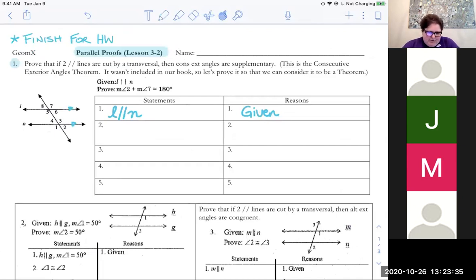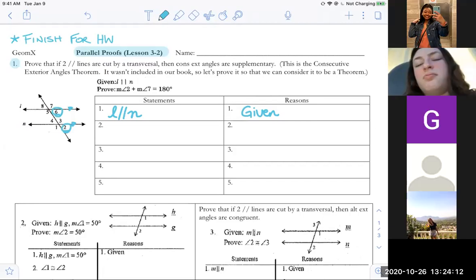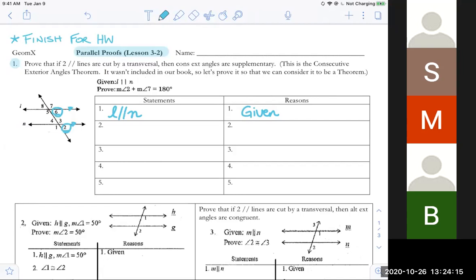Okay, so we're trying to prove that 2 and 7 add up to 180. That means that we want to have another equation that adds up to 180 that we can then plug something into. So you're not allowed to use that 2 and 7 are supplementary, but you can use any other postulates or theorems we've used. So for example, how are angles 2 and 6 related? They're congruent. Because why? I forgot. I just know.